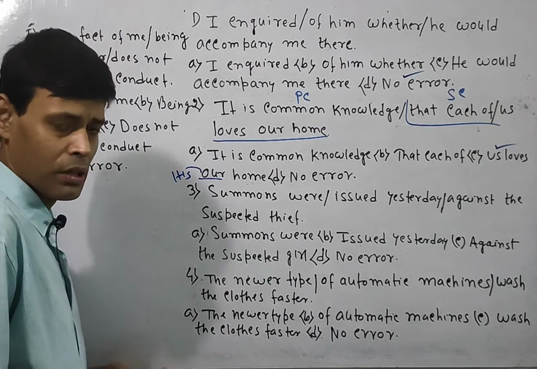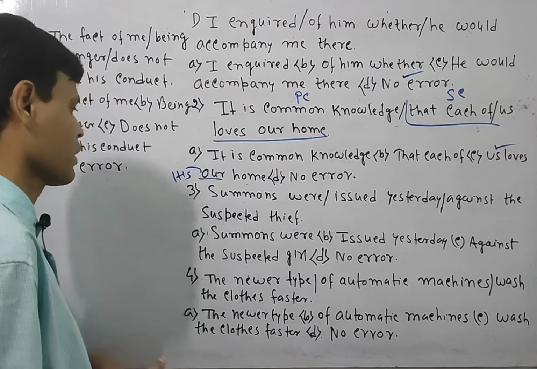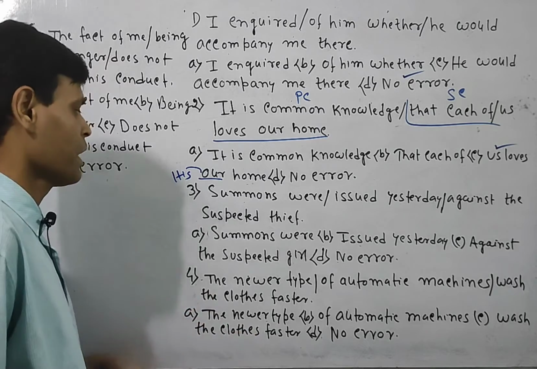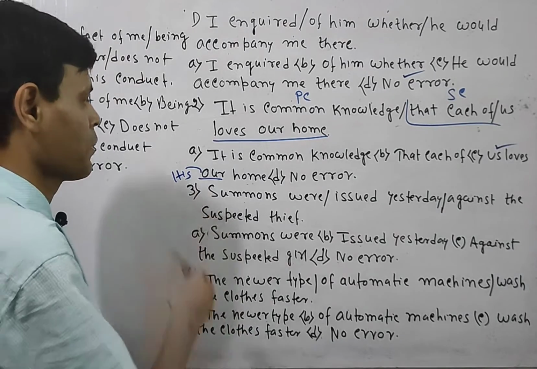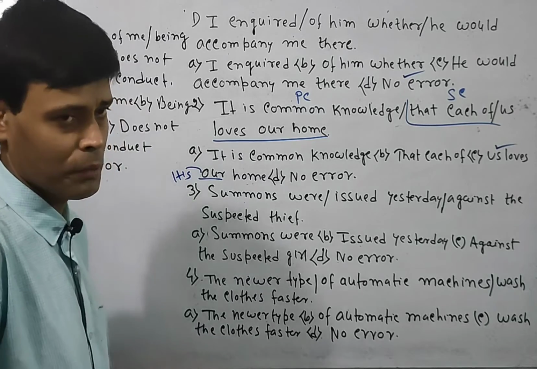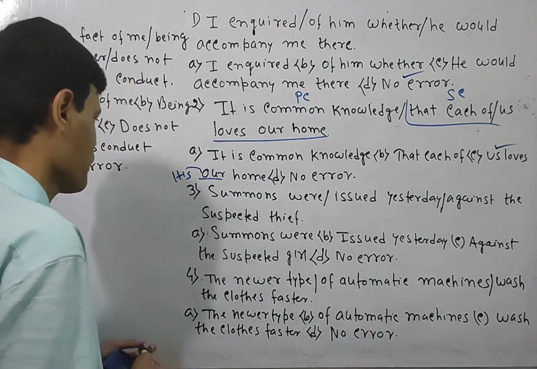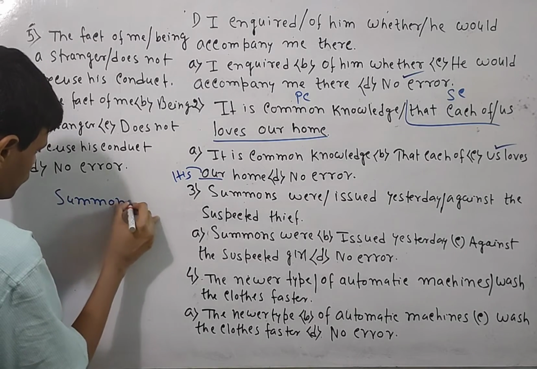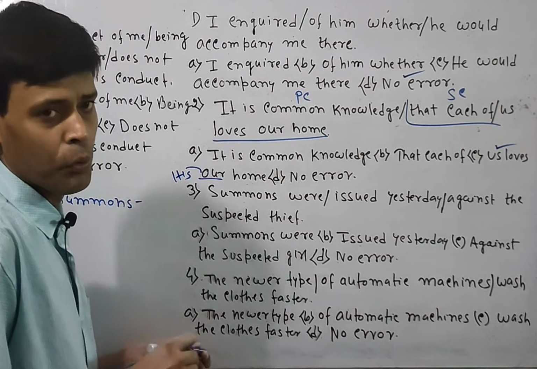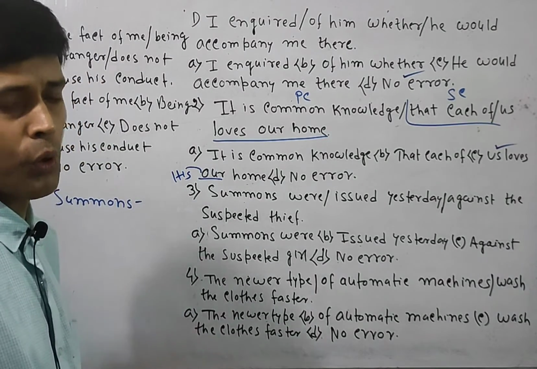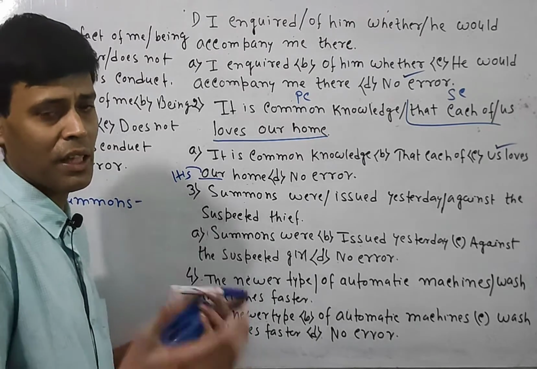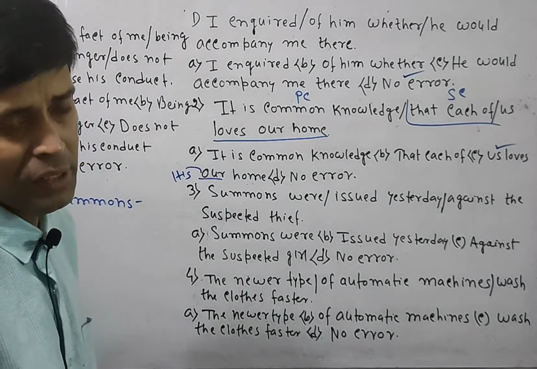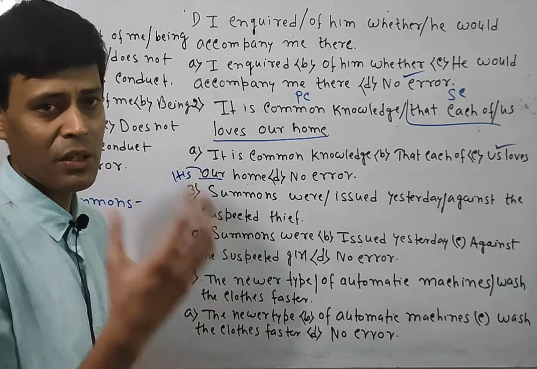Is there any mistake or not? Summons were issued yesterday against the suspected thief, no error. Now whenever you are going to write this sentence, it is basically based on the simple past in the passive voice. Now be careful whenever you are going to write summons, it may be plural in form, but it should always be taken as singular, just like news. If I write news, it is plural in form, but in general cases it is regarded as a singular noun.